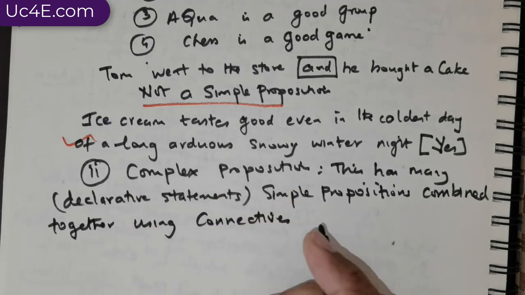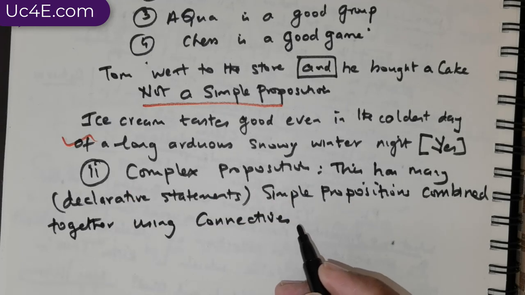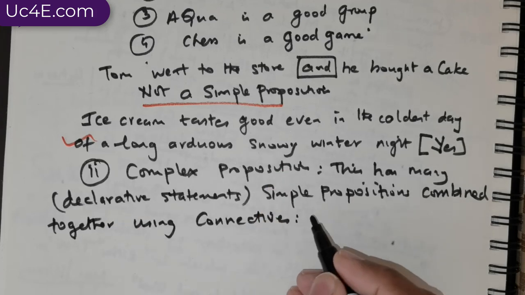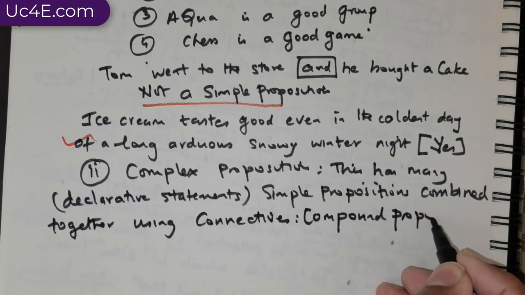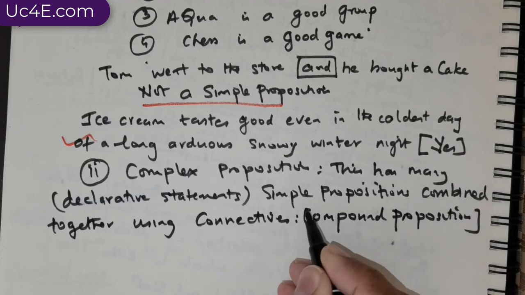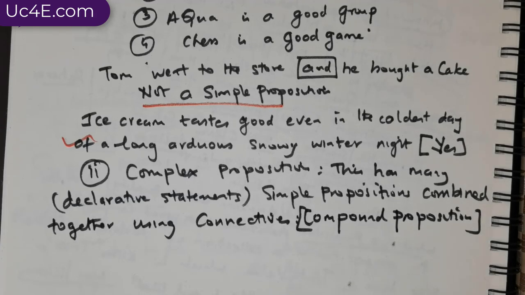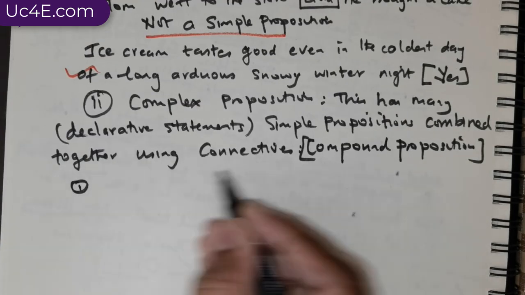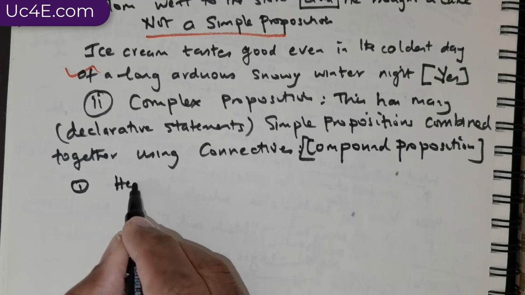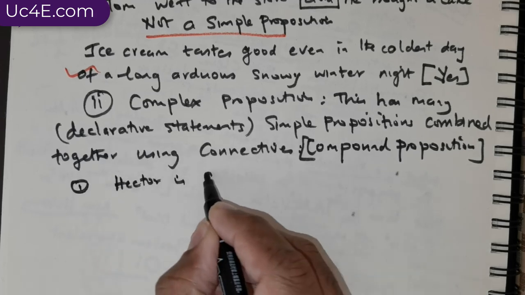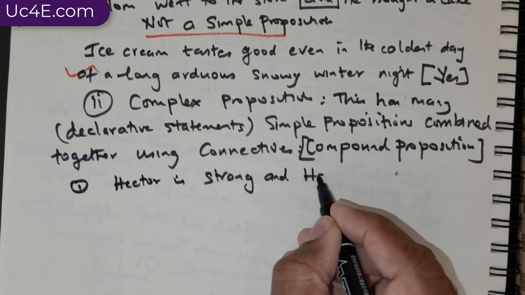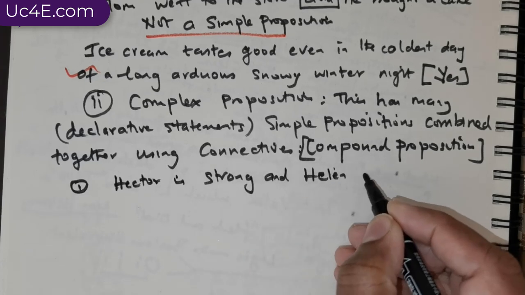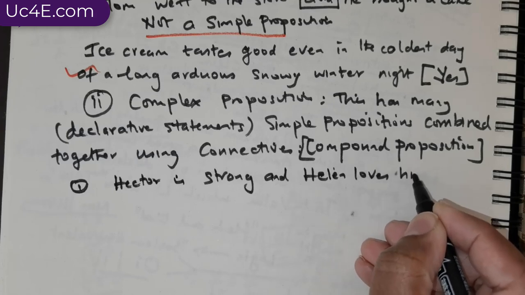So that is how a complex proposition is created. Now, complex propositions are also called compound propositions. Now we will see some illustrations. So let me give you an example. Number one: Hector is strong and Helen loves him.